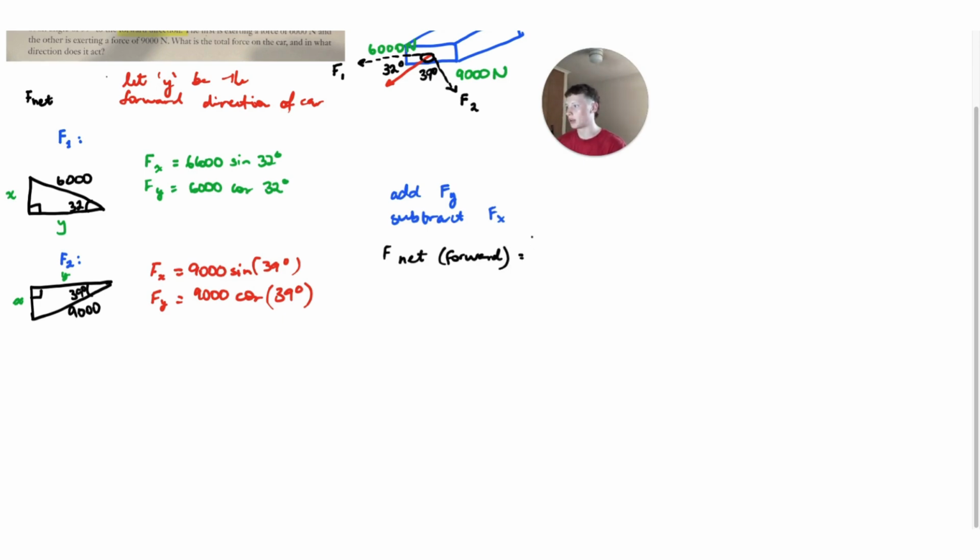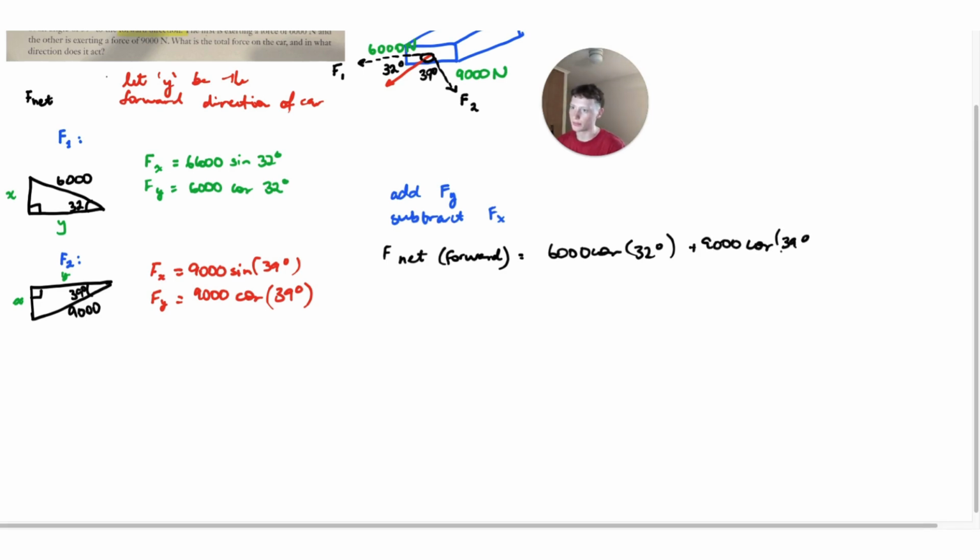When we do that, we will get the net in the forward direction, which will be 6,000 cos of 32 plus 9,000 cos of 39. And then the net force in the side direction, side to side this way, will be, and I'm going to say the absolute value, the difference between 6,000 sine of 32 and 9,000 sine of 39. Okay, I'll put those in my calculator and see what we get.